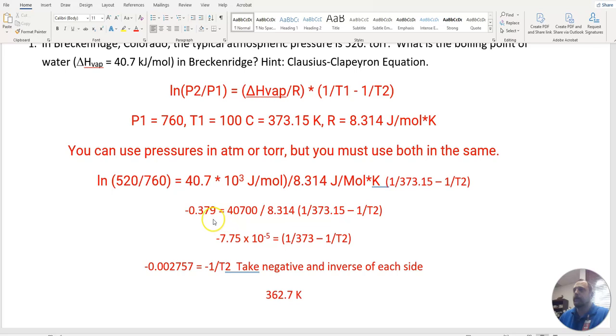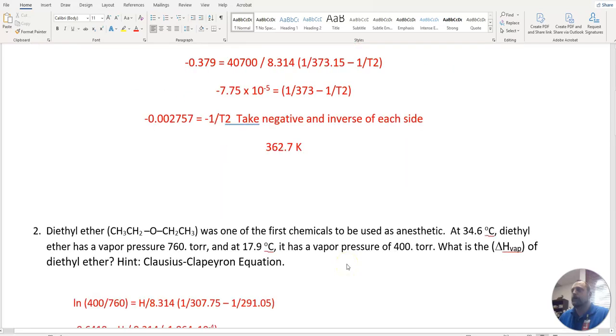Some of the key points that students tend to miss, not only do we have to make sure everything's in the right units before we do it, here I had to take the negative of both sides, and then I also did the inverse by just taking my answer and doing 1 divided by that. So I just did 1 divided by 0.002757, and that gave me my product. That makes sense, 362 Kelvin. Makes sense, and it's actually less than my temperature that I would expect for boiling water. So that makes sense. We're at a lower pressure. It'll be a lower boiling point.